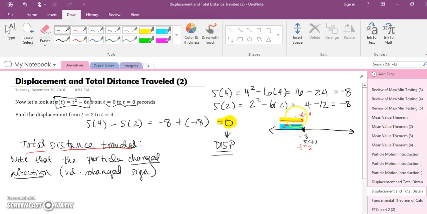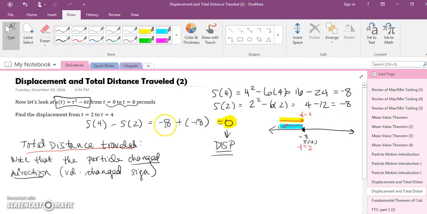I want to add the magnitude of these two individual distances. I don't want this blue one to be negative and cancel out the yellow one. So I really need the absolute value of the distance when the particle moved left and the distance when the particle moved to the right. So again, we need absolute value here.